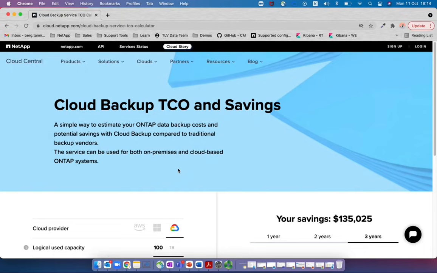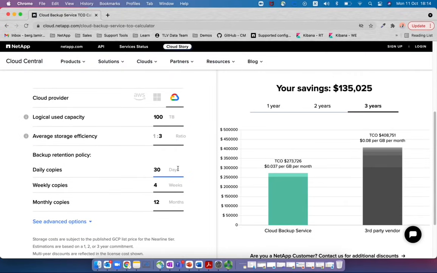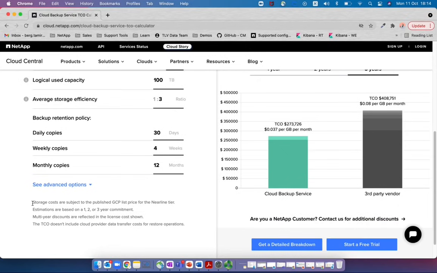So let's start. As you can see on the left side, you got a few configurable parameters. Most of them are pre-populated with industry benchmark standards, but can be changed. First, we'll choose the preferred cloud provider. For this specific demo, I chose GCP. Now, upon changing the hyperscaler of choice, the below node changes with the appropriate tier, the one that will be used for the cloud infrastructure. As you can see over here, storage costs are subject to the published GCP list price for the nearline tier. By the way, CBS also supports the archive tier when it comes to GCP.